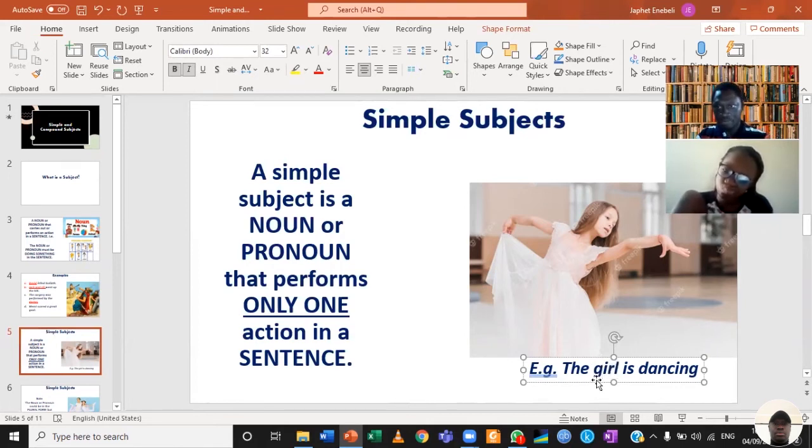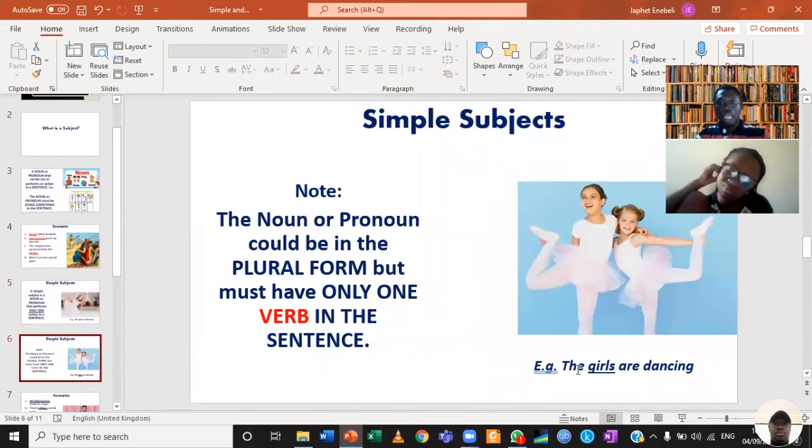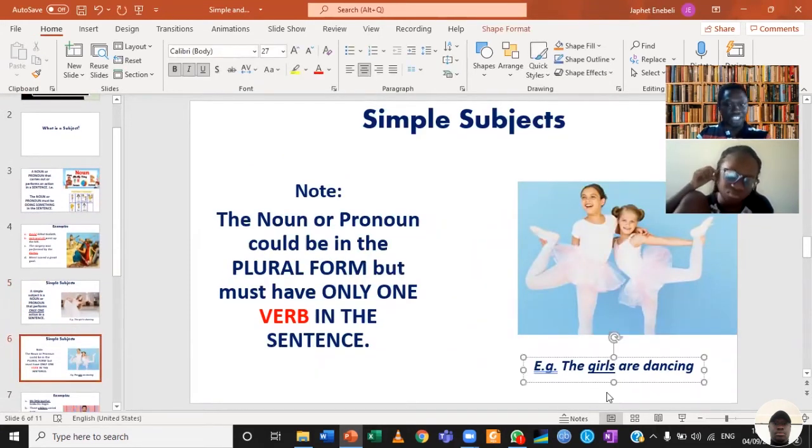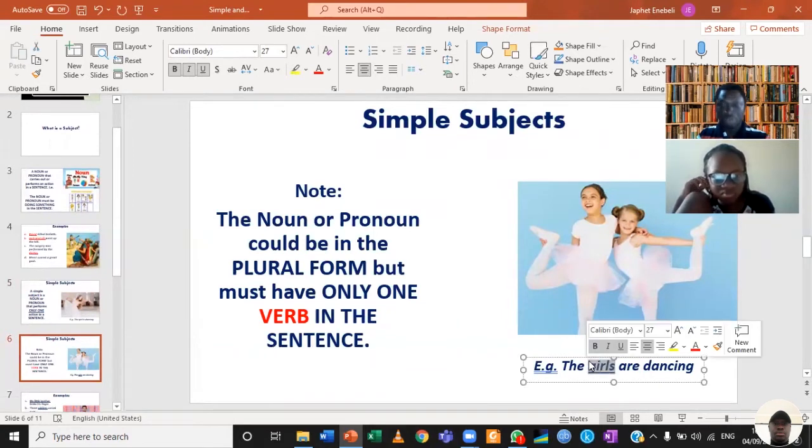Do you agree? Yes, sir. Good. Now, it doesn't matter if it's singular or plural. I just want you to get that, okay? It doesn't matter if it's singular or plural. As long as it's a word that represents the subject, it's a simple subject.